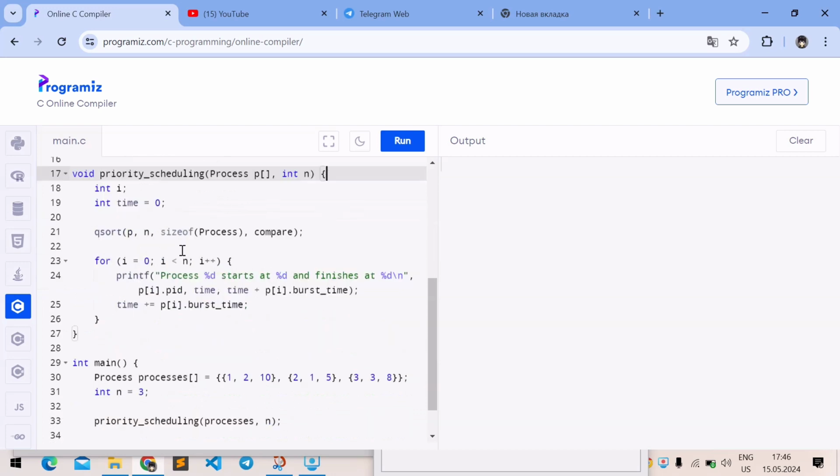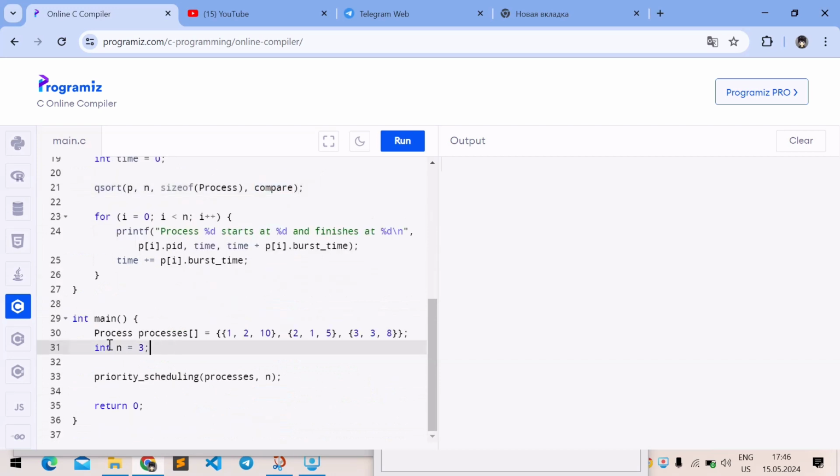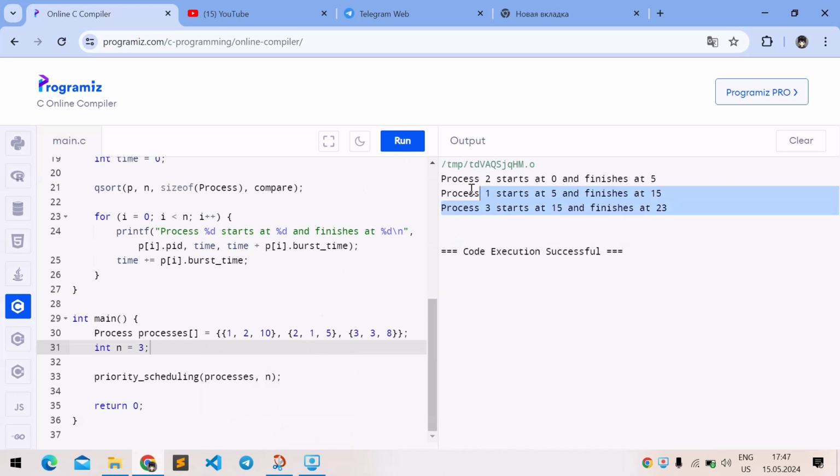Then here's the main function for priority scheduling. It uses the qsort function for comparing with our method. Here we have this test case with 3 processes, and if we run it, we see that the process with the highest priority starts first, then the process with PID 1 and priority 2 starts second, and the last one runs last.